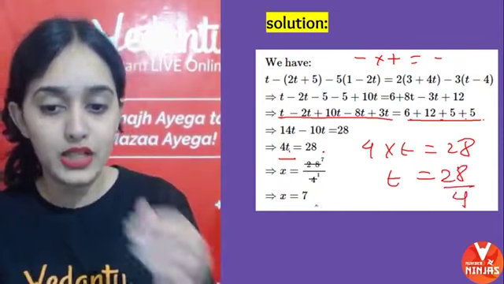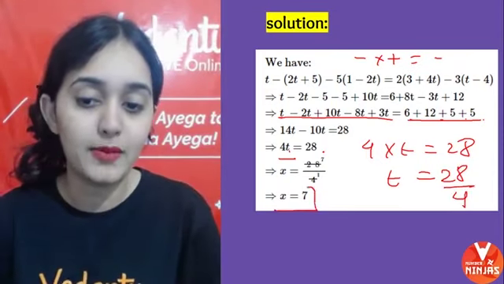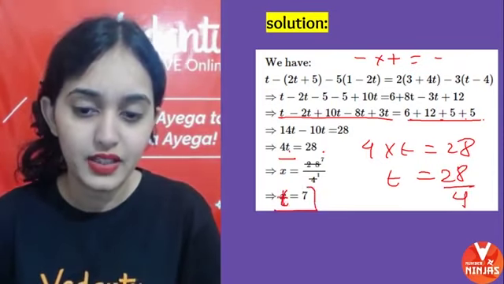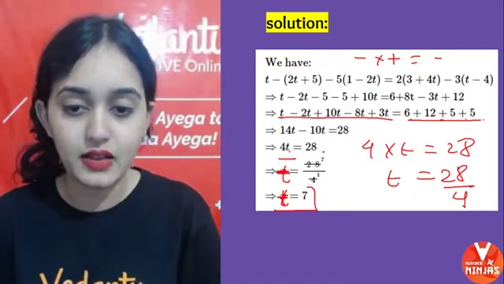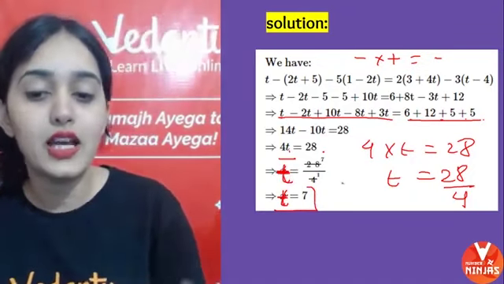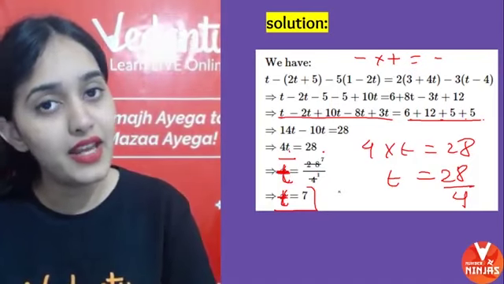28 divided by 4 is 4 7s are 28. So x will come out to be, not x, t. T variable. By mistake x is written over there. T, we are solving for t na. So t will be equal to 7.